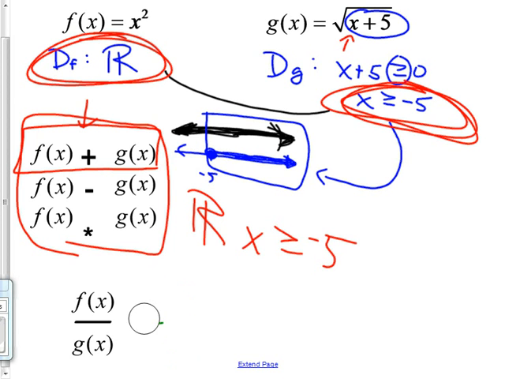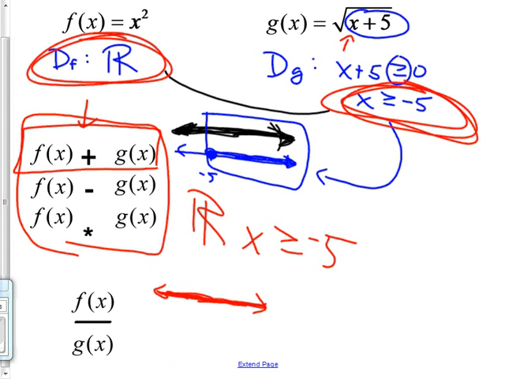But if you have to find their domain, you have to do 3 number lines. First number line is the f of x number line. That's all real numbers. So it's like this. Everything works.